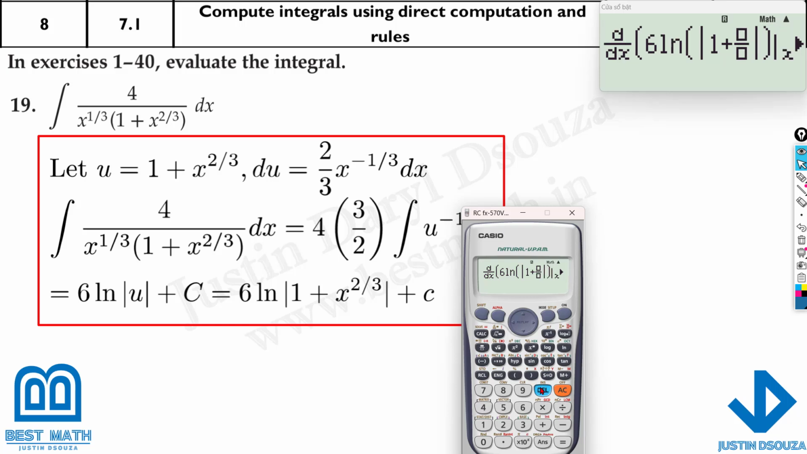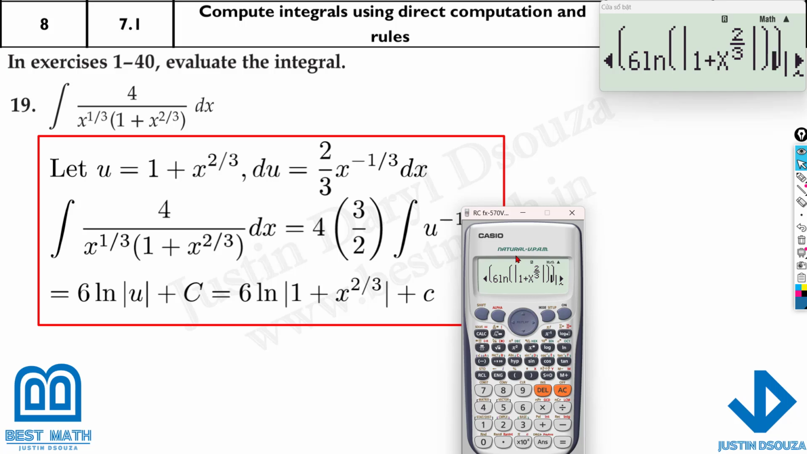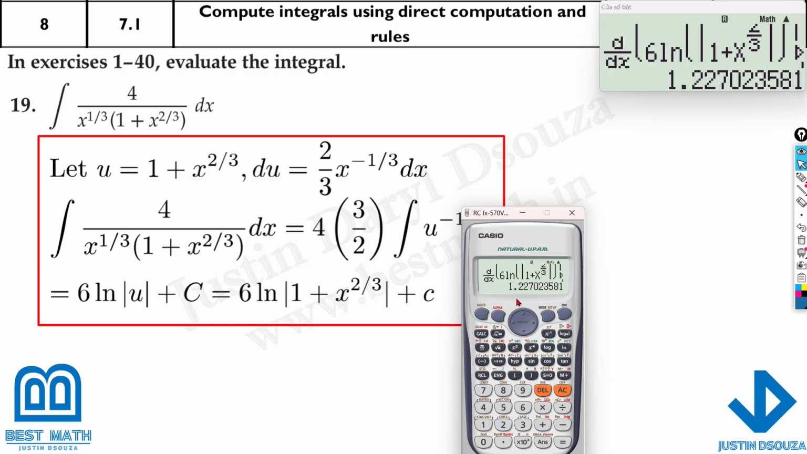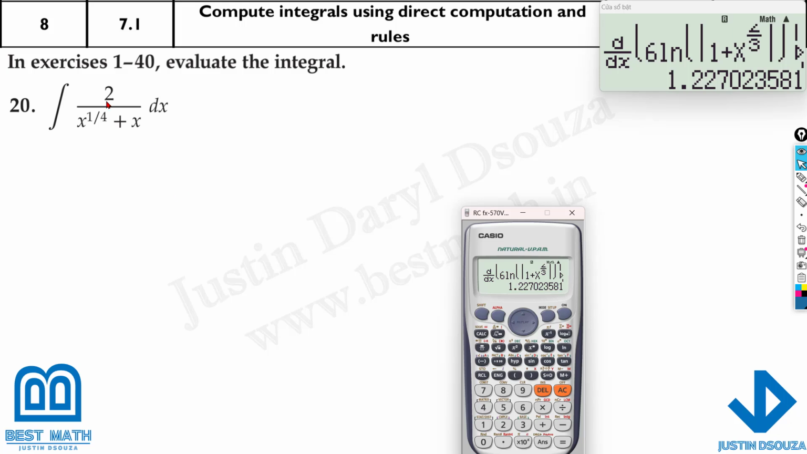It's not this, it's the power that is divided. So I will just press x, and then this one over here is 2 by 3. And we press next and make sure you close this bracket, because when we click on ln, by default a bracket opens up. It's at 2. It's 1.227. Yes, that was the value which we had. Same way we can try the others.